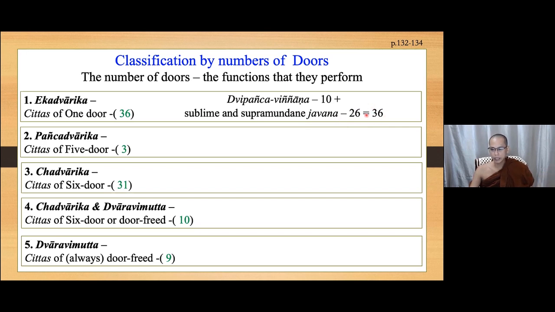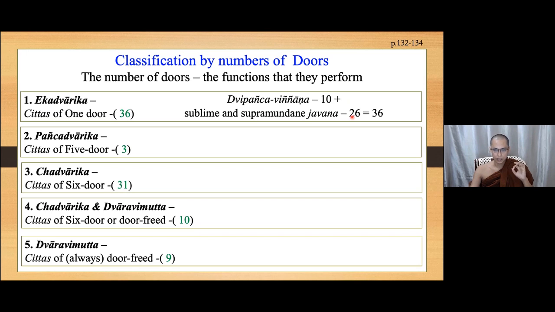They arise only in one door. It means they occur only in their respective individual doors. For example, the Dvipancha Viññāna, eye consciousness arises only in the eye door. They never arise in other doors. In the same way, ear consciousness arises only in the ear door. Then the last one, the sublime and supramundane Javana, arises only in the mind door. They never arise in the five sense doors.